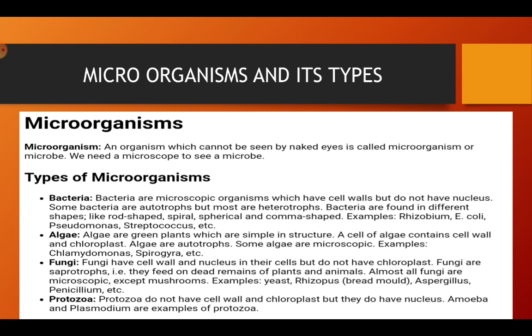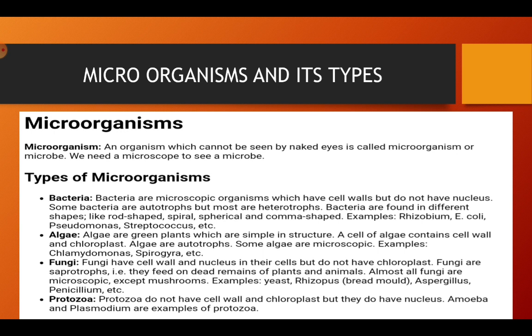These are autotrophs. As they have chloroplast, that means they have chlorophyll. Chlorophyll consists of many small pigments called chloroplasts. So they have chlorophyll, they prepare their own food. Some algae are microscopic. Examples are Chlamydomonas, Spirogyra, etc.